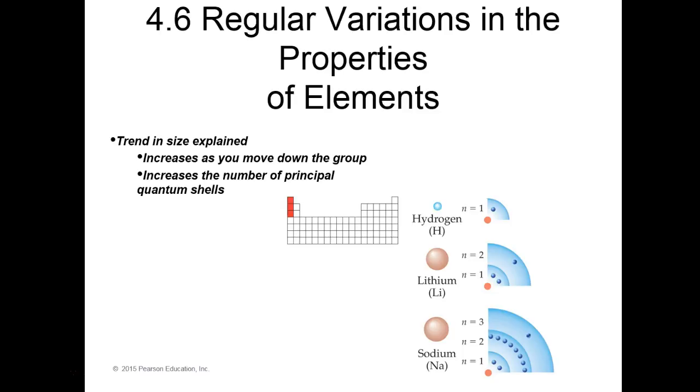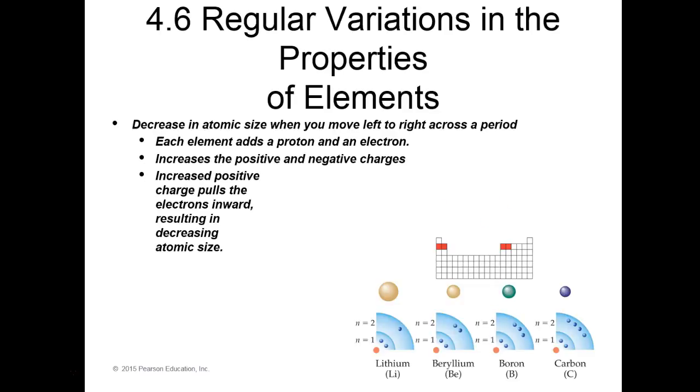The trend in size is explained in that it increases as you move down the group, as you can see here, because of the increased number of principal quantum shells. A decrease in atomic size when you move left to right across a period is shown here, and each element adds a proton and an electron. This increases the positive and negative charges. The increased positive charge pulls the electrons inward, making a smaller atomic size. Kind of like having a stronger positive and negative magnet. It's going to pull it in.